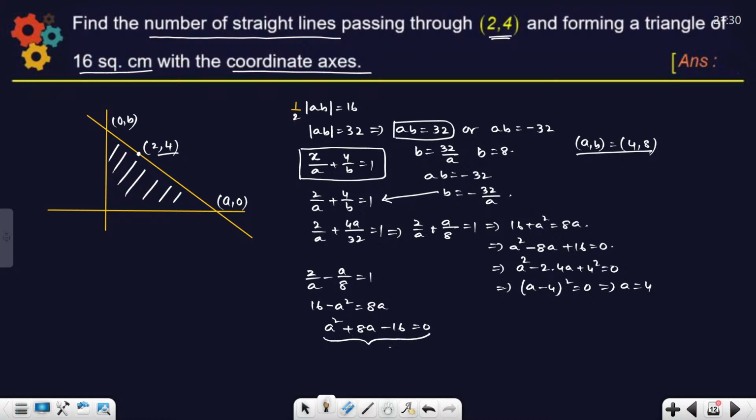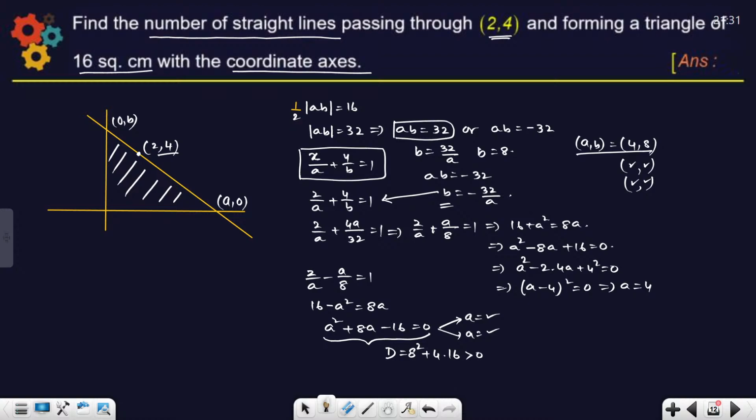We can easily see that your discriminant here is greater than 0. That is, we are going to have two such values of A. No need to solve it. If we are having two values of A, eventually we are going to have two values of B. Means we are again going to have two sets of A and B.